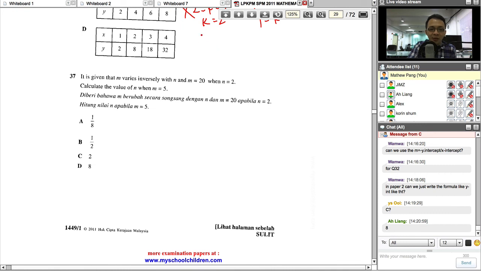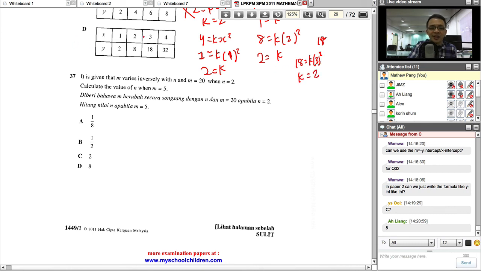So y equals kx squared, right? So I'm going to substitute this one into here. This 2 equals k times 1 squared. So k equals 2. Then the second one, when y equals 8, this is 2 squared. So k equals 2 also, because this is divided by 4. And then the next one, 18 equals k times 3 squared, which is 9. So k equals 2. So since everything gives you 2, D is the correct answer. So this is how to solve it.